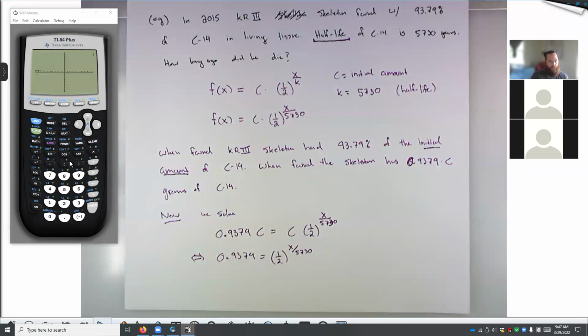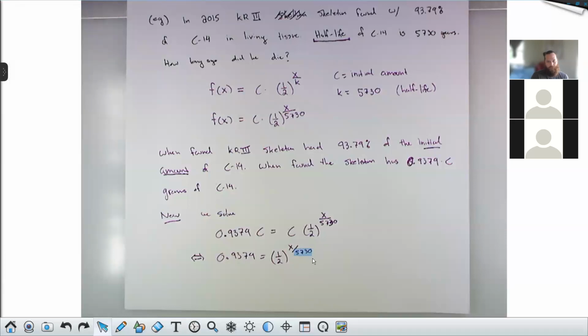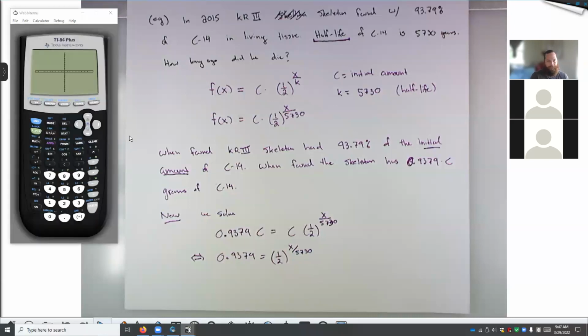And we can take a look just at the graph of this if we want. Obviously, the window settings need to be adjusted here, right? Because this does not look like the graph of an exponential. And the reason for that is because of this 5,730 down here. This is changing the scale quite a lot. We know that we're not interested in negative y values because exponentials are always positive.